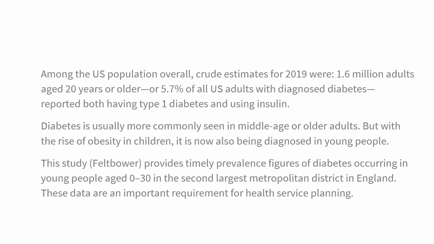Diabetes is usually more commonly seen in middle-aged or older adults, but with the rise of obesity in children, it is now also being diagnosed in young people. This study, done by Felboer, provides timely prevalence figures of diabetes occurring in young people aged 0 to 30 in the second largest metropolitan district in England. These data are an important requirement for health service planning.